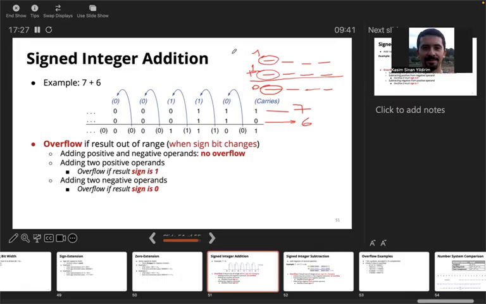If this is 0, this is 0, and this is 1, 2 positive numbers, and I add them, and the result is negative, it looks like there is an overflow. It looks like the result does not fit in the available number of bits that we have. So that's the trick to understand if there is an overflow or not. If you add 2 positive numbers and the sign is 1, there is overflow. If you add 2 negative numbers, but the sign is 0, there is an overflow. Otherwise, there is no overflow. Everything works perfectly. So this is a trick.